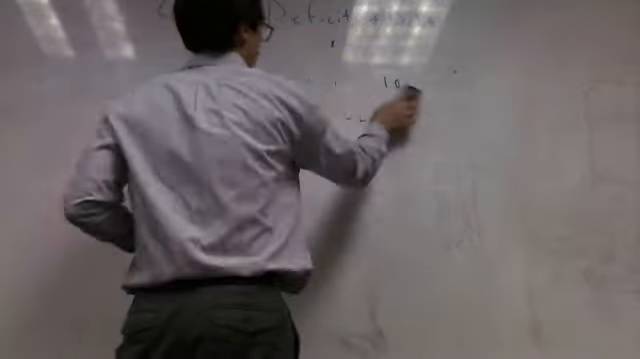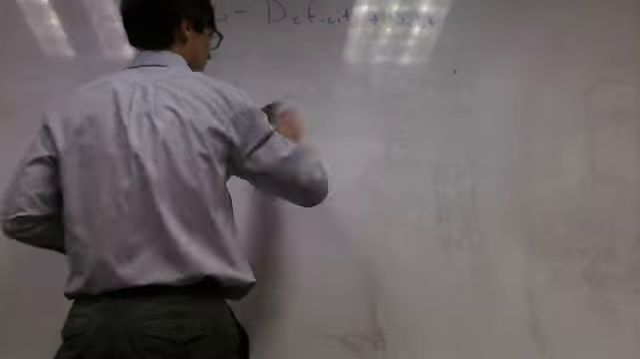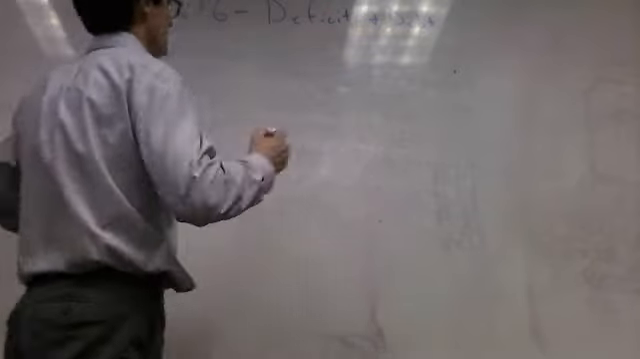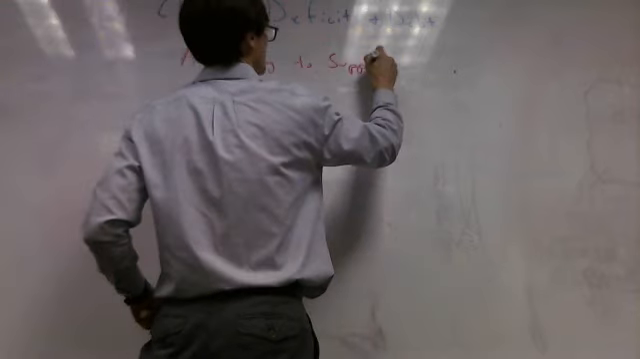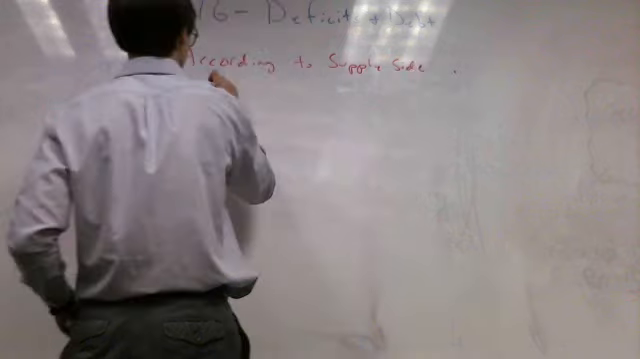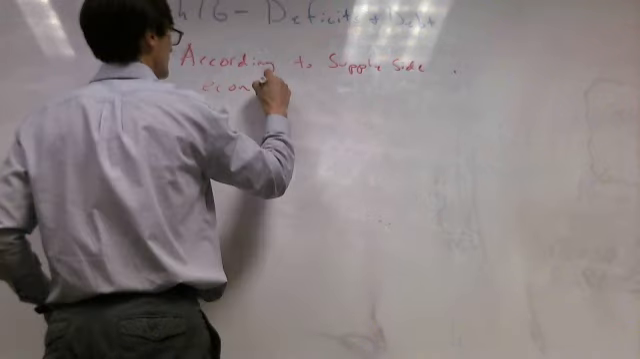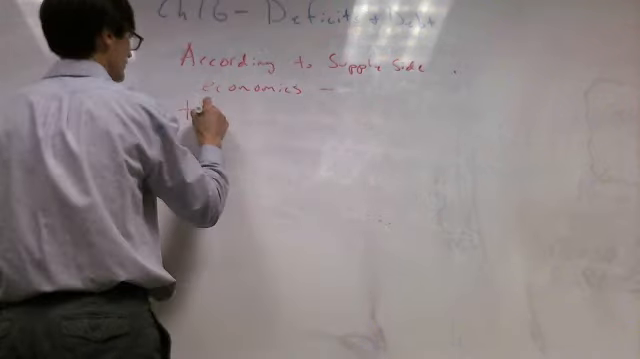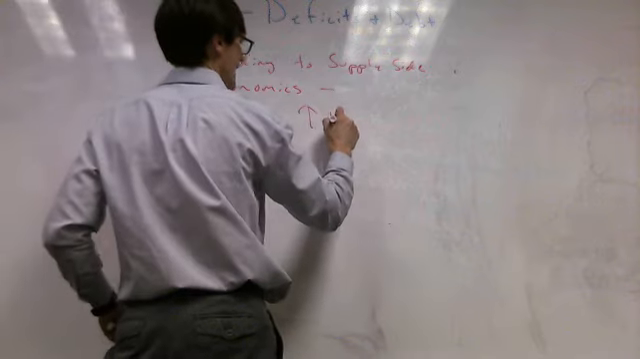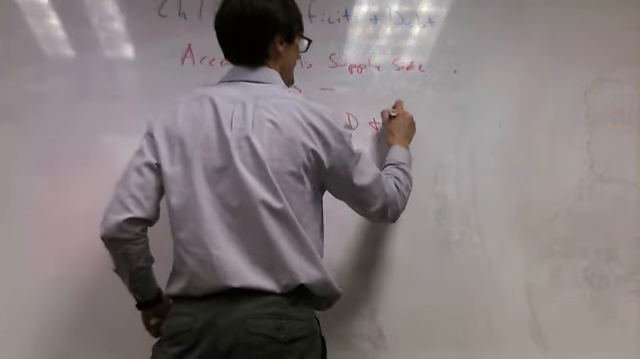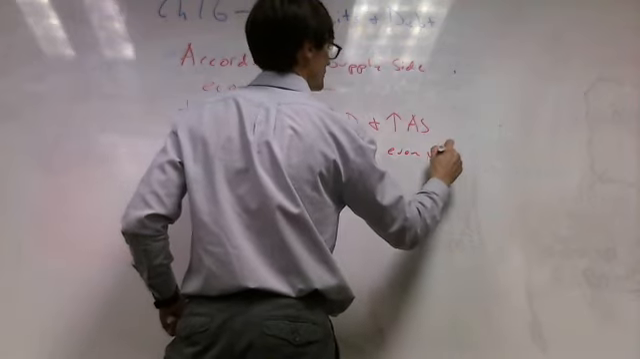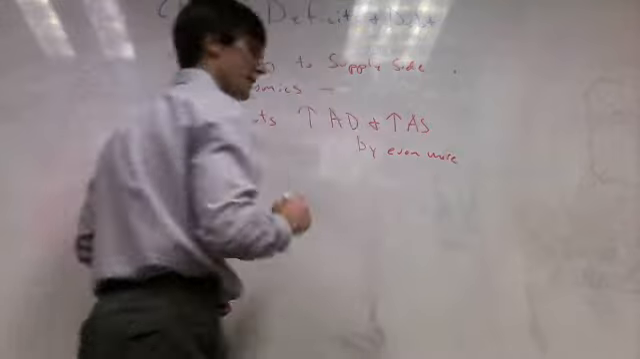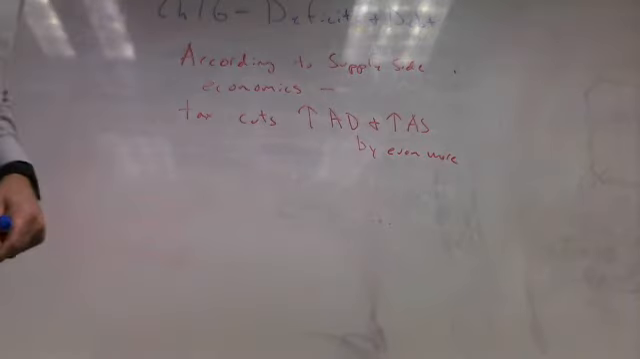Now, why would Reagan say that all these things can happen? Well, let's talk about the following. According to supply-side economics, tax cuts do the following. They increase aggregate demand and they increase aggregate supply by even more. That's the first thing to keep in mind.